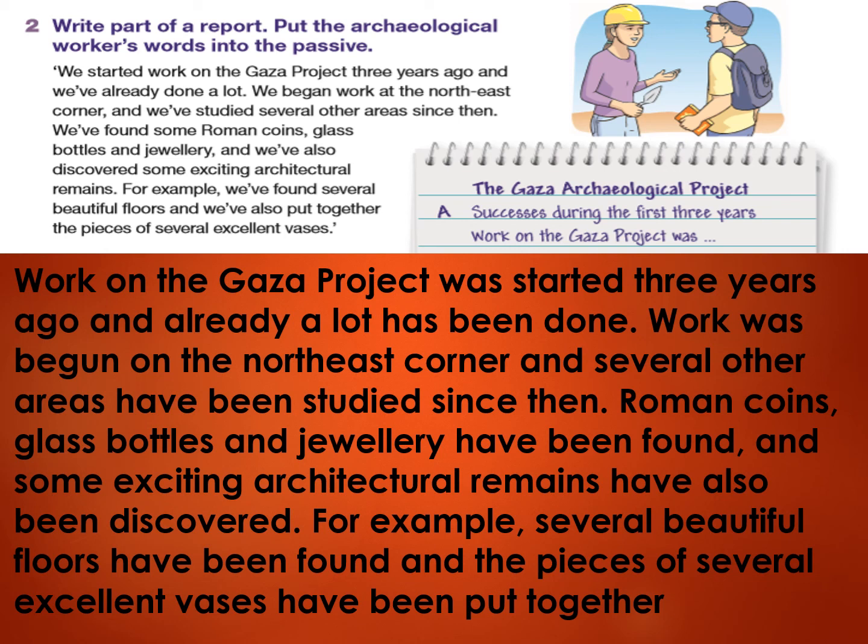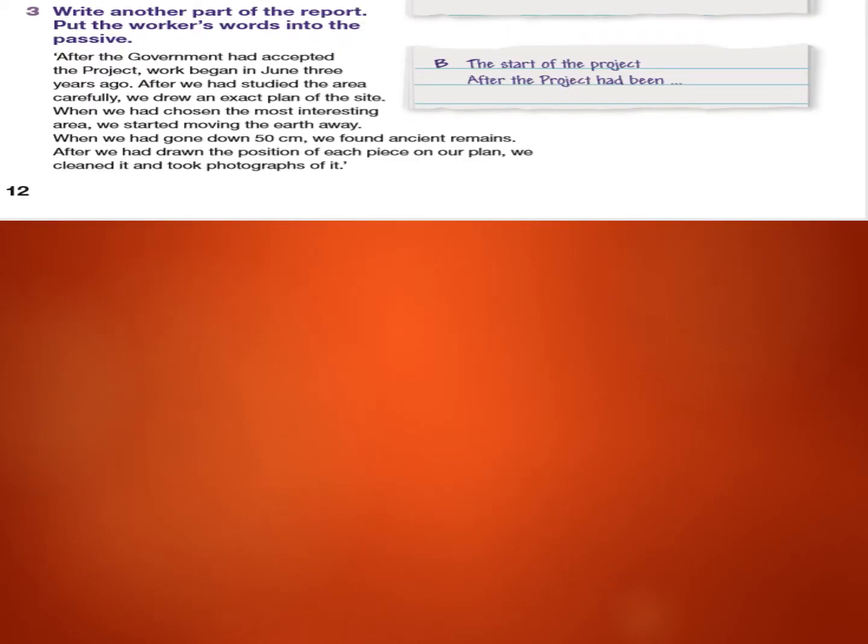Now let's go to activity 3. Write another part of the report. Put the workers' words into the passive. Also here we have the second paragraph from the archaeological workers. You will rewrite it using the passive form. You have 3 minutes. Start. Now let's check your answers.